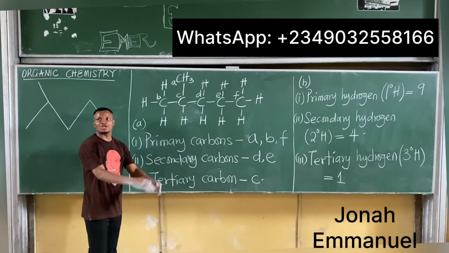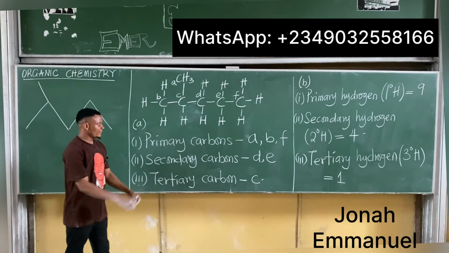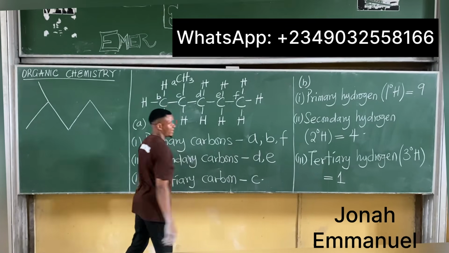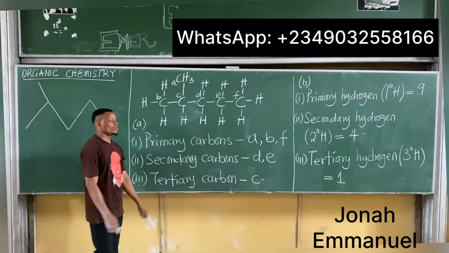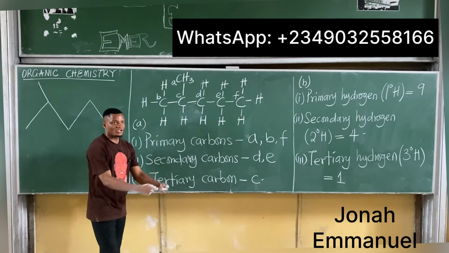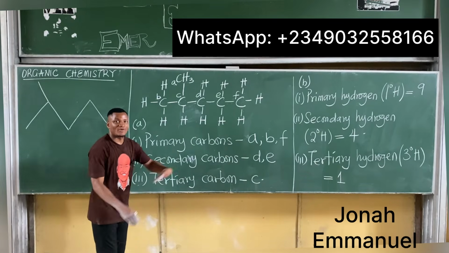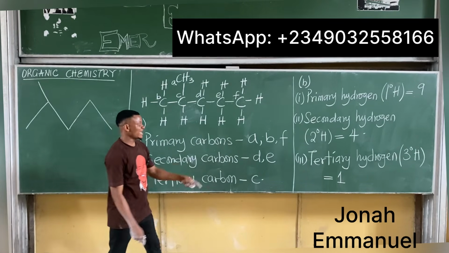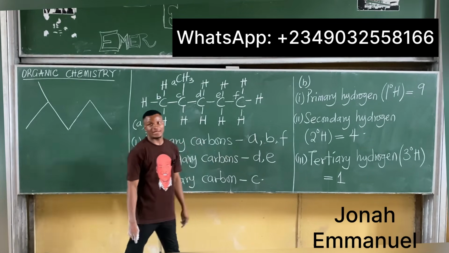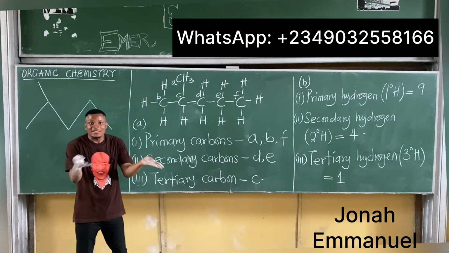In a short format, from here, I can tell you how many they have. Your primary carbon will always have 3 hydrogens. In total, it will be 3 times the number of primary carbons. So 3 times, how many do I have here? 1, 2, 3. That gives you 9.